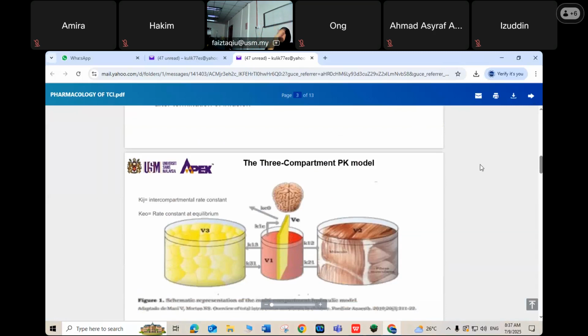So do you think out of these, which rate will the machine prioritize? It will prioritize the effect site. So the KEO will be the main determinant of how much you want to give for the rate. The other rates, the K12, K13, are the inputs that the machine will get and calculate. All of this the machine will already calculate in the background.